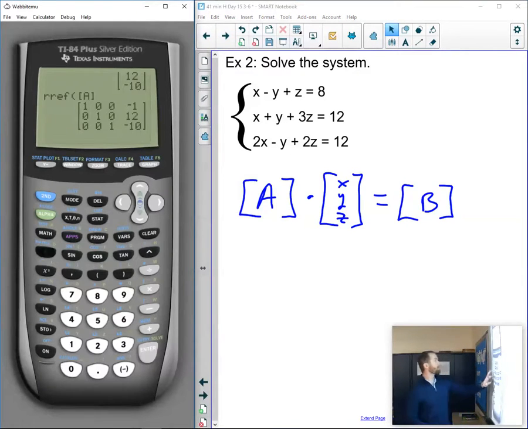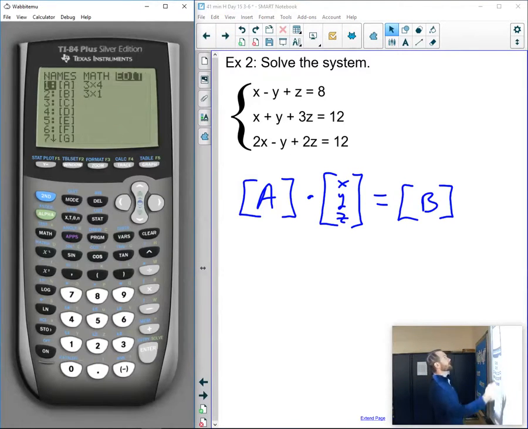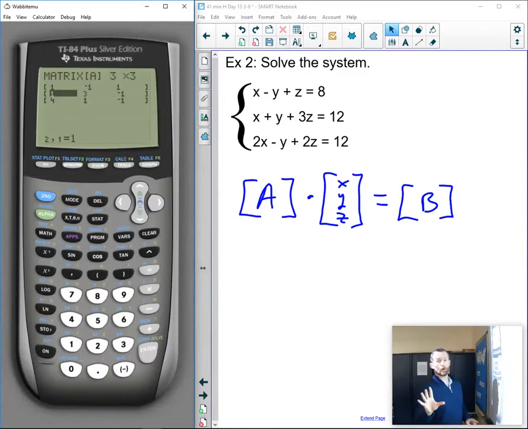I'm going to go to second matrix. I'm going to go to edit. We'll edit A. We want this to be a 3 by 3 now, not 3 by 4, so I change that. And then we just enter our coefficients. So it's a +1, -1, 1. We'll hold off on the 8, only the coefficients when we do it this way. And it's 1, 1, 3, and 2, -1, 2.